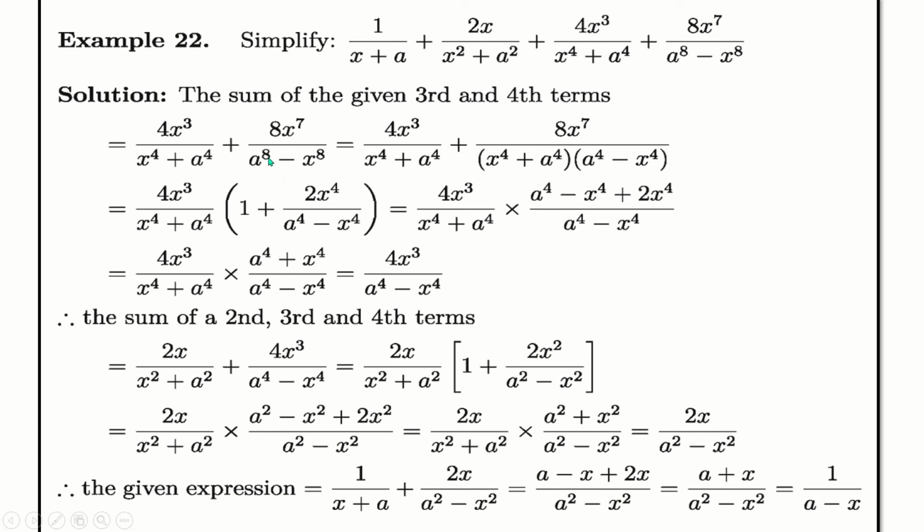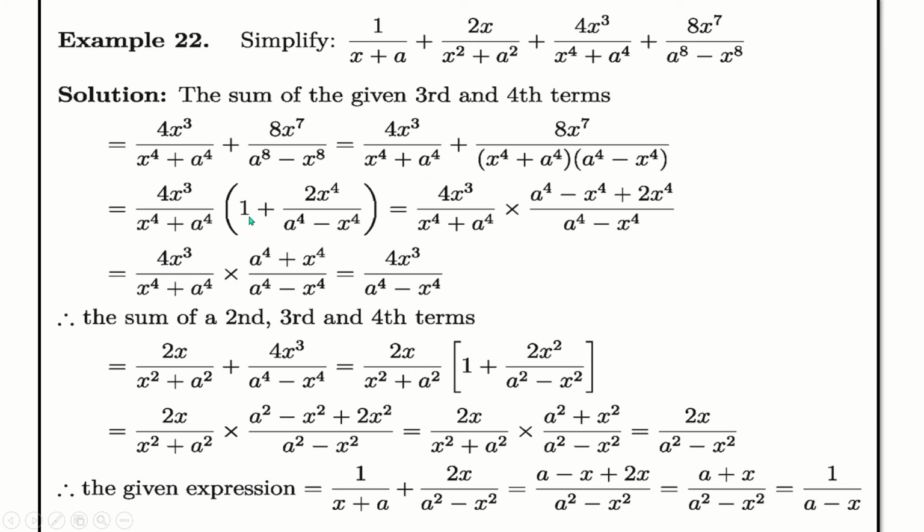That means here the formula: (a to the power 4) whole square minus (x to the power 4) whole square, that means a square minus b square. A square minus b square means (a plus b) into (a minus b). Now the LCM will be (x to the power 4 plus a to the power 4) into (a to the power 4) into (x to the power 4). Okay, or we can take common 4x cube divided by x to the power 4 into a to the power 4.